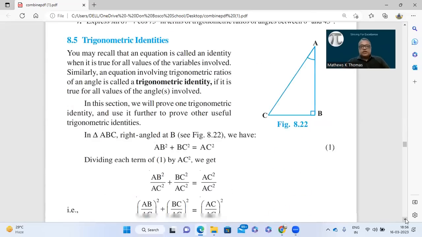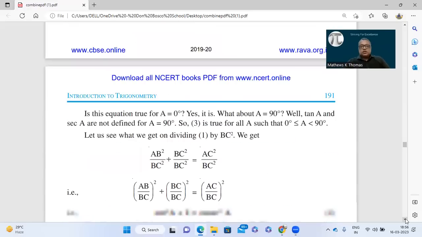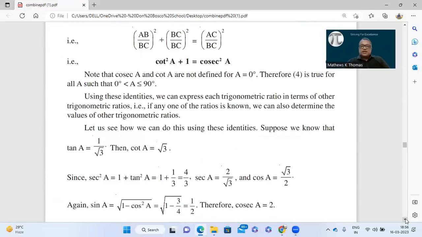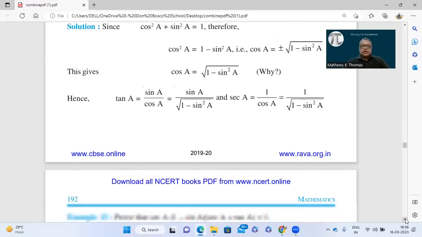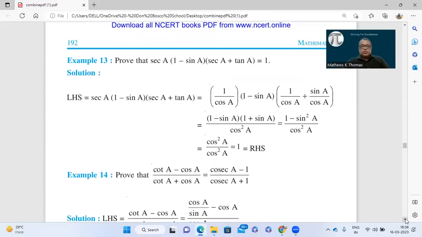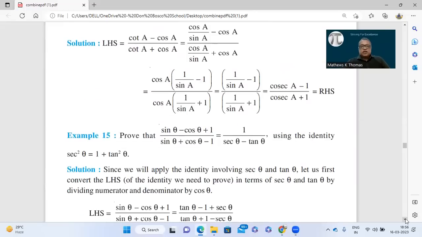This is complementary angles. In the fourth exercise, questions based on identities are very important. So you can expect one identity. Examples 13, 14, and 15, please mark these as important. 15 is very, very important.